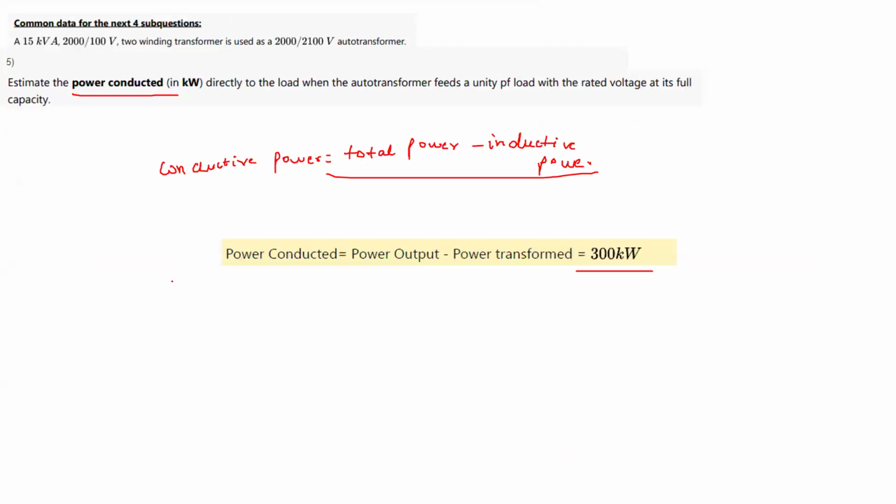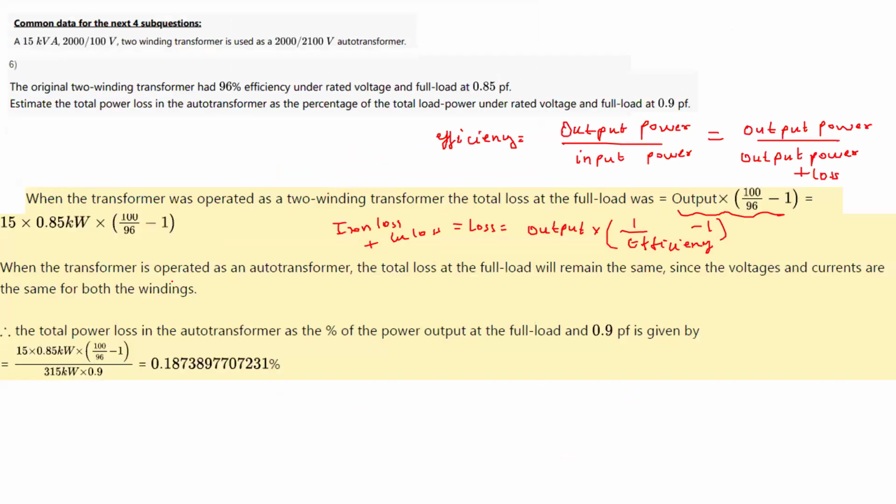Is there any doubt in this statement? Because we are reconnecting the already existing two winding transformer, and that transformer has the same iron core, right? And it also has the same windings, so the winding will have some copper loss. Okay, so because we are using the same transformer, the total loss will remain the same in this case also, but the total loss as the percentage of the total load.